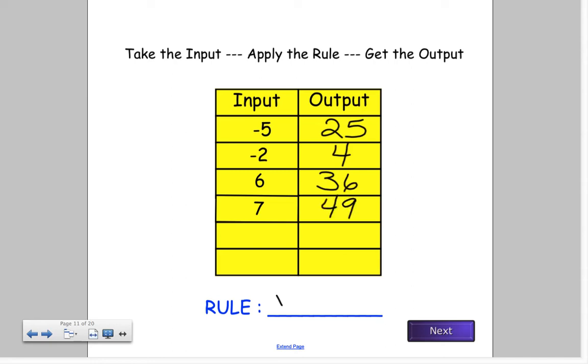So what are we doing to our x every single time to get to our output, which is our y? Pause if you want to try to figure it out, otherwise I'm going to give you the rule. Every time you've taken x and squared it. So 7 squared is 49, 6 squared is 36, negative 2 squared is negative 4, or excuse me, is positive 4, because you'd write it like this. Okay, just be careful with that. And negative 5 squared is 25. Okay?